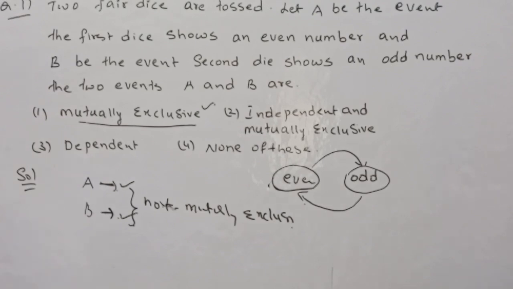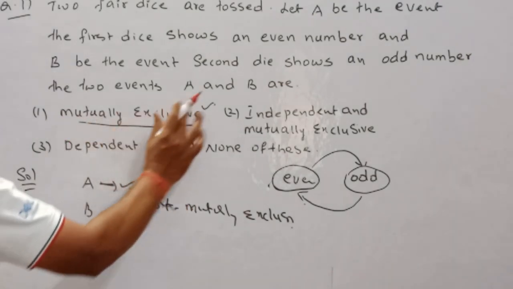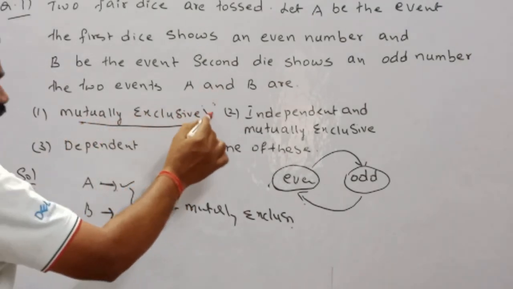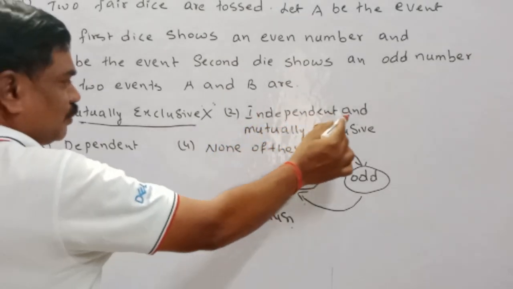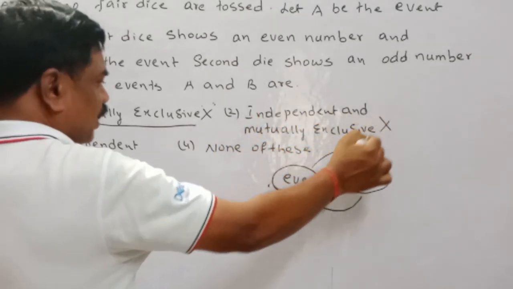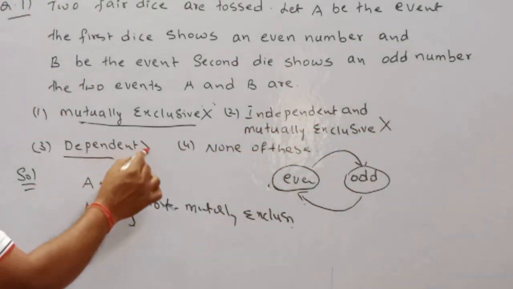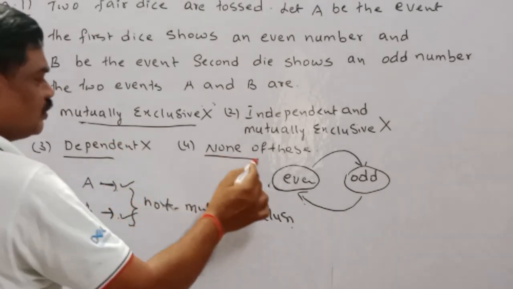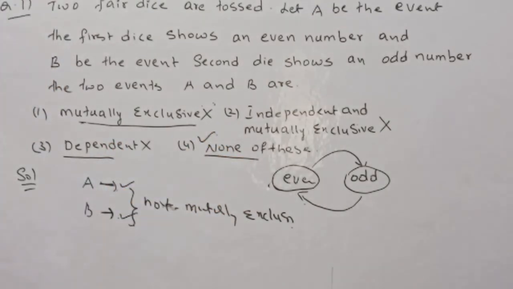So we say the first option, mutually exclusive, is wrong; the second option, independent and mutually exclusive, is wrong; the third, dependent, is wrong; and the fourth, none of these, is correct. Okay, all of you, that's all.